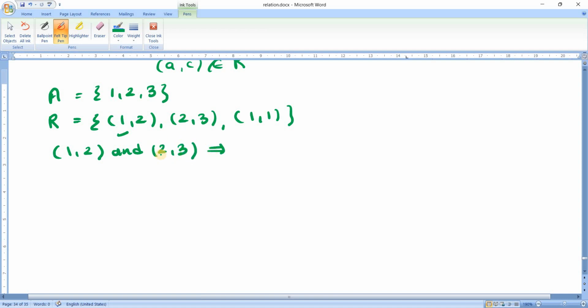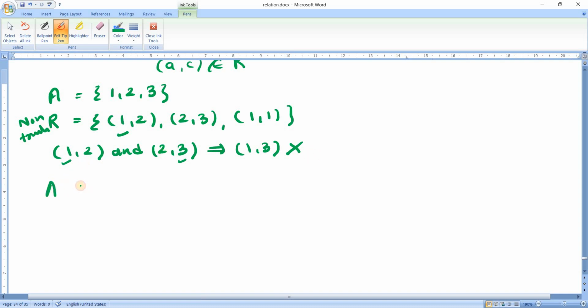For this, in the relation, what should we have? We should have (1, 3). So we can see (1, 3) is actually not present in our relation. So this condition is violated, which means R is a non-transitive relation. We do not need to check the other ordered pairs. Even if we get a single condition which violates the transitivity, this means it will be a non-transitive relation.